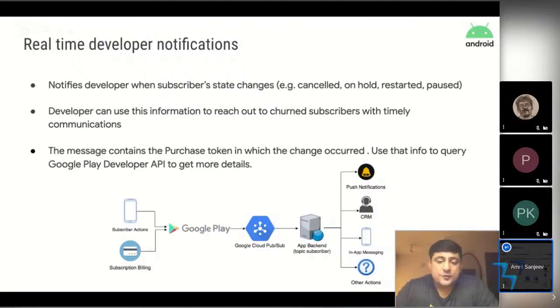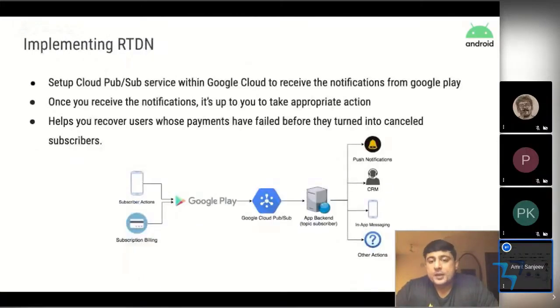So this is also very useful in order to understand when the user is actually churning. When the user is canceling, you will get the notification, and based on that state, you can react correctly to the user. The message contains a purchase token, so that way you can query the Google Play API and get more details around it. Now, in order to do this, you have to set up the Cloud Pub/Sub service on the Google Cloud API console, and that's how you receive the notifications from Google Play.